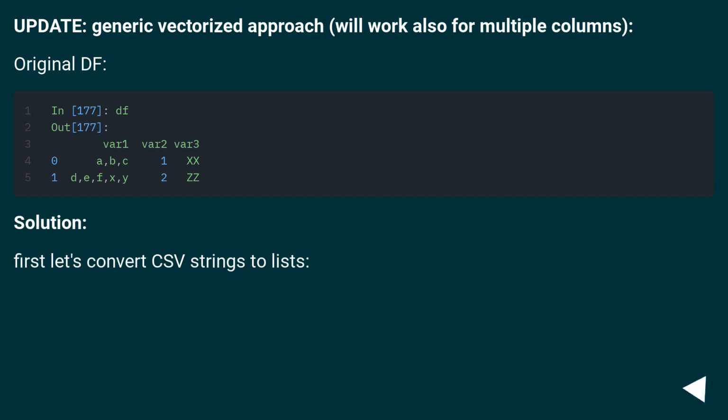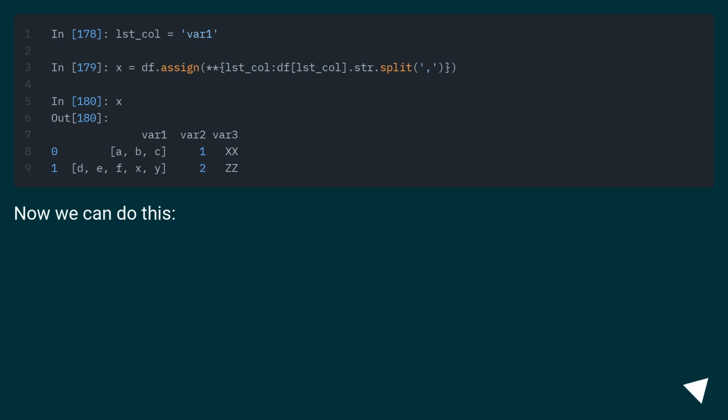Update. Generic vectorized approach will work also for multiple columns. Original df. Solution. First, let's convert CSV strings to lists. Now we can do this.